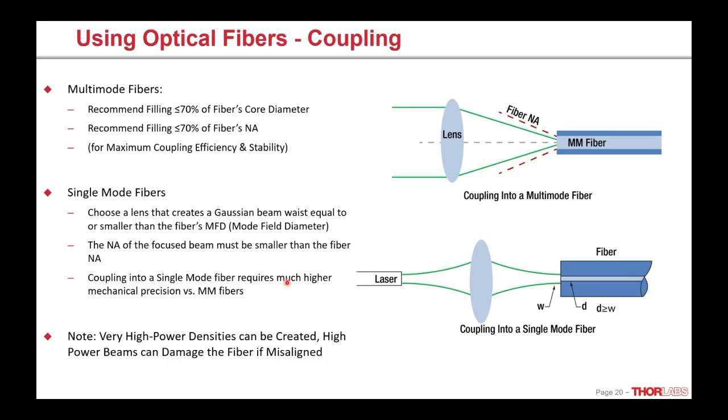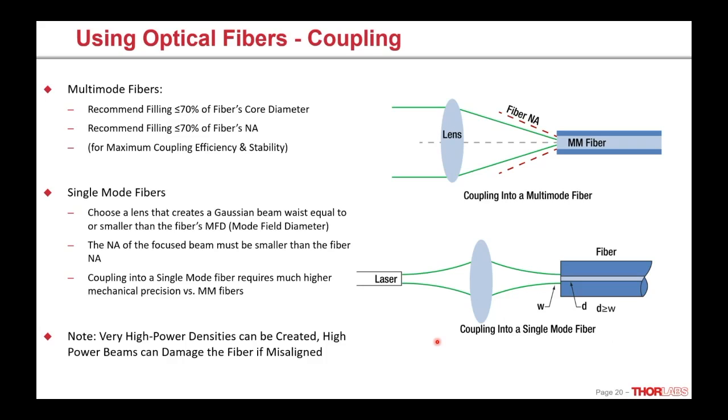And like I said, coupling into single mode fiber is no joke. It requires very high mechanical positioning, repeatability, and precision to get everything aligned correctly. The cores and the mode field diameters of these fibers are going to be on the order of 10 microns or less. And one final word about coupling is that, like I just said, fiber cores are very small diameter. There's not much surface area.